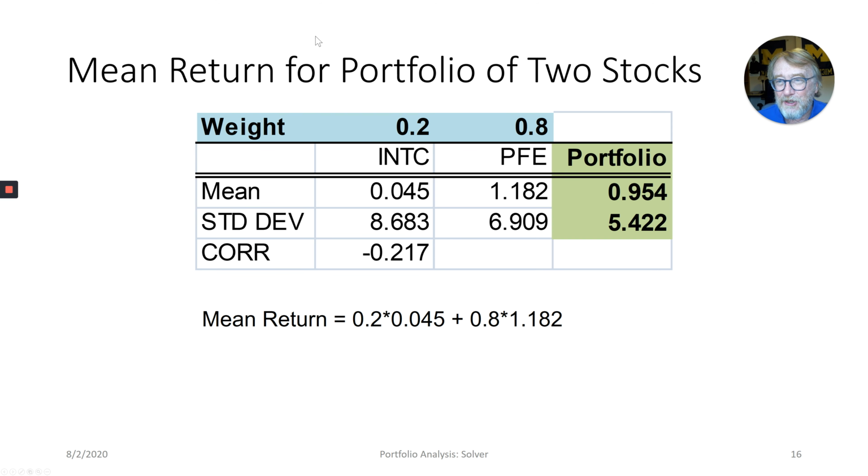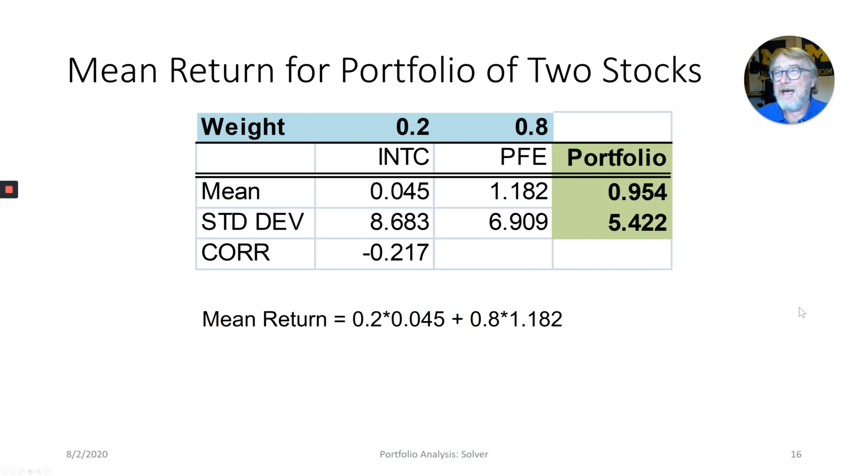The mean return, if we put 20% of our investment into Intel and 80% into Pfizer, is just 0.2 times the mean of Intel plus 0.8 times the mean of Pfizer, for a mean of 9.54. So that's kind of good. This is just a weighted average, so it will put it right between the two numbers. The more I put into Pfizer, the closer I get to 1.182. The more I put into Intel, the closer I get to 0.045.